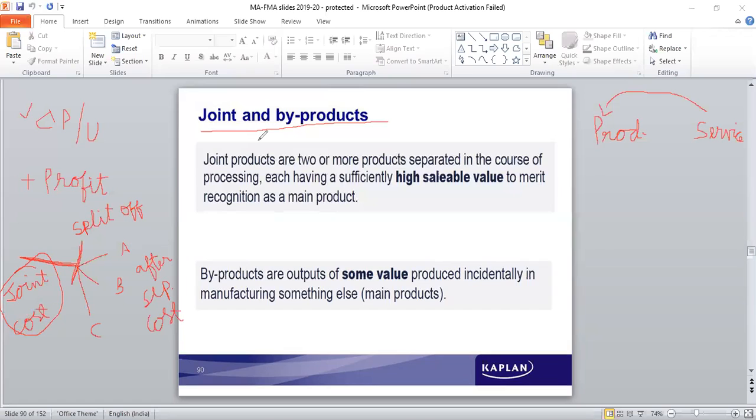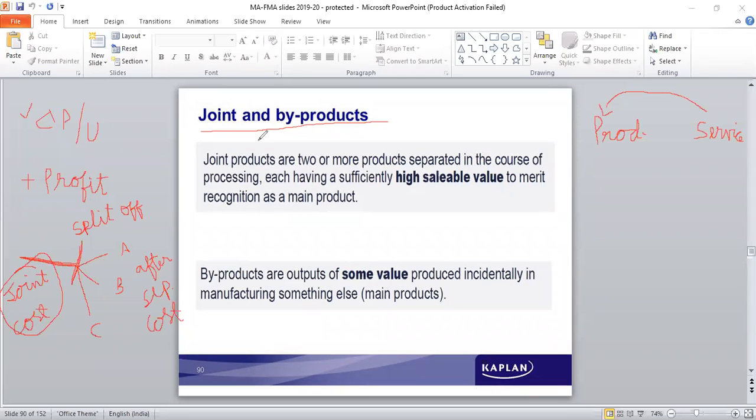The title says joint and byproducts. So what is the difference between joint products and byproducts? See, when the intention is to produce two or more products, and all of them have equal importance, the intention is to produce all of them, then we call them joint products.